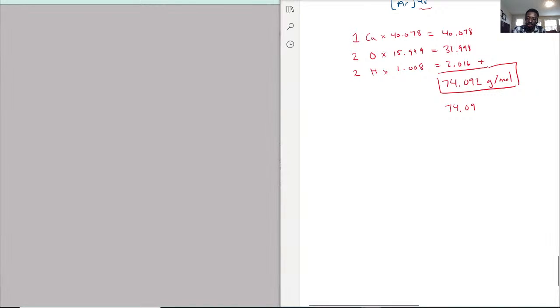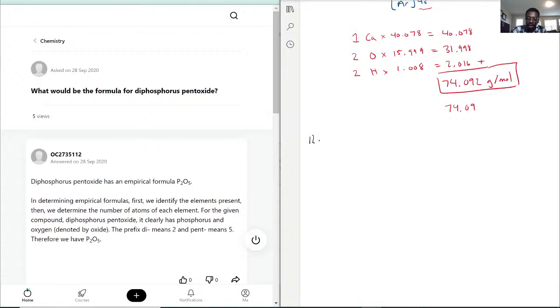And now let's move on to question 12. What would be the formula for diphosphorus pentoxide? I know you can see the answer there, but let me explain why we have that. Diphosphorus pentoxide. So why do we have this formula here, di and pent? Right away, because you have prefixes, that gives you a hint that this is going to be a molecular compound and not an ionic compound. Or you would more likely call it a covalent compound, and then say whether it's polar or non-polar.